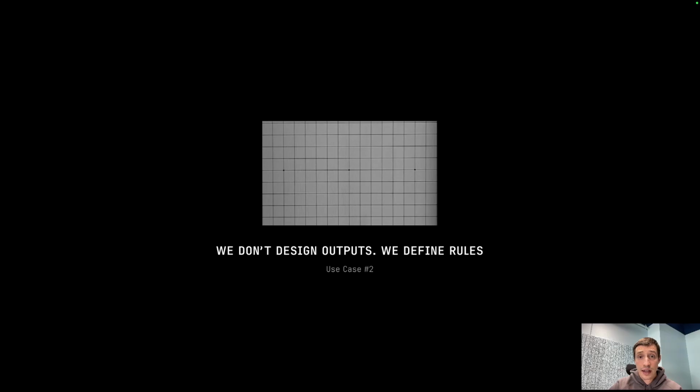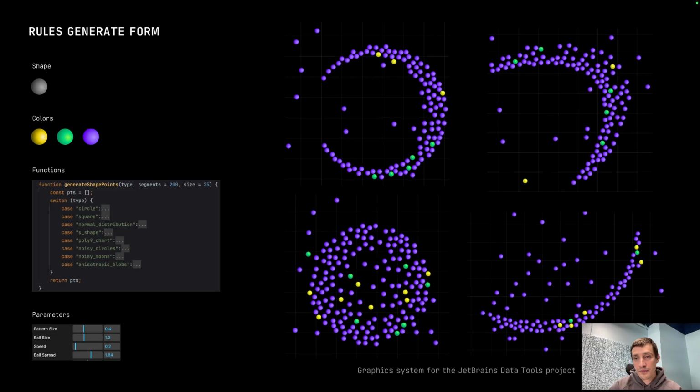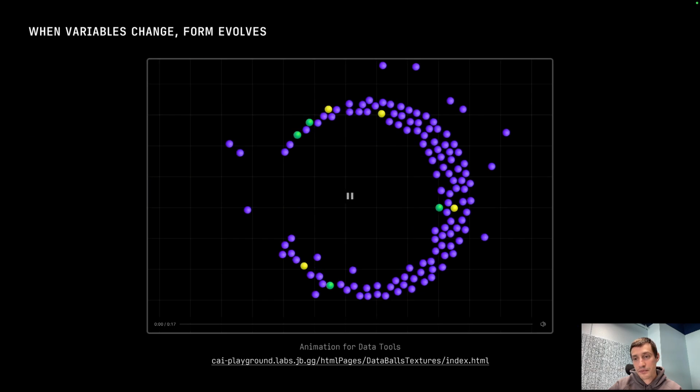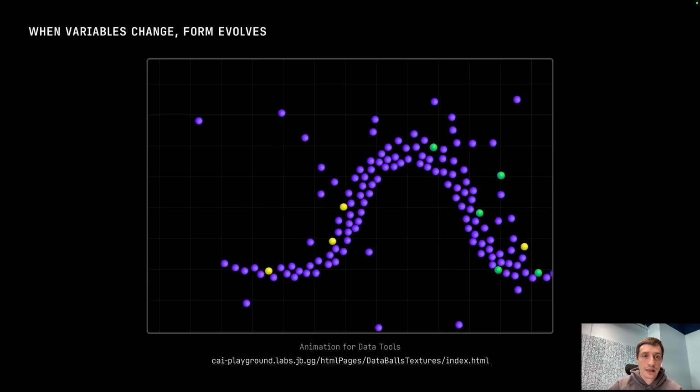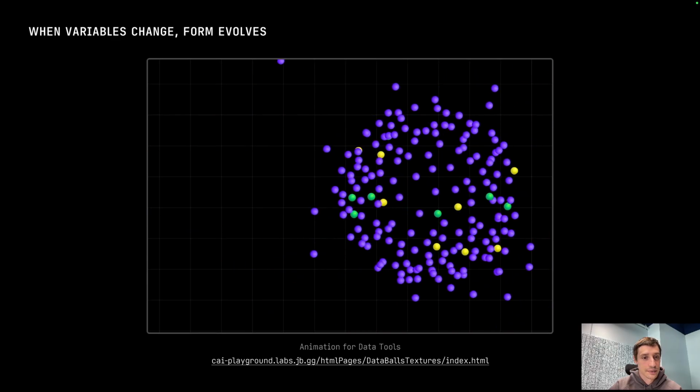Here is the shift. Instead of designing individual outputs, we define rules. We define ranges, constraints, functions. The system generates valid forms. For the data tools project, shape, color, function, and parameters generate recognizable forms. We are not placing each point manually. Rules generate form. Change variables, the form evolves. Same logic, different states.